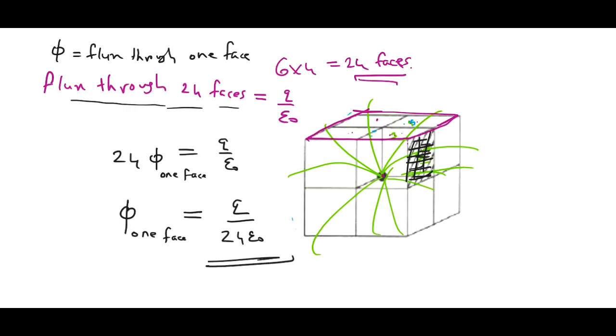So the flux passing through the one phase asked in this question is Q by 24 epsilon 0, if the charge Q is kept at the corner of a cube.